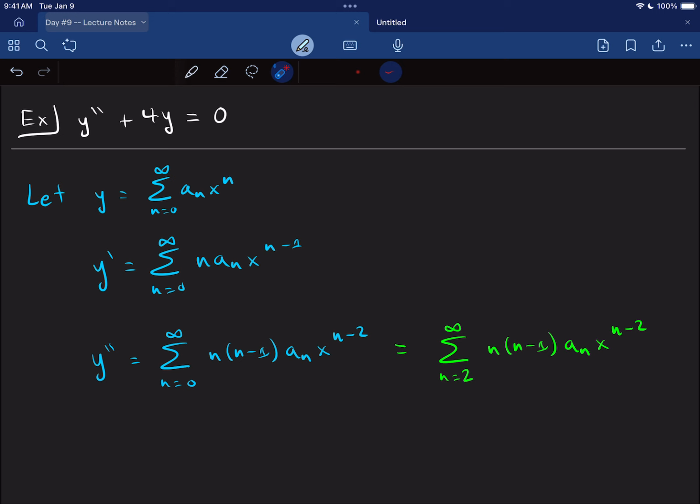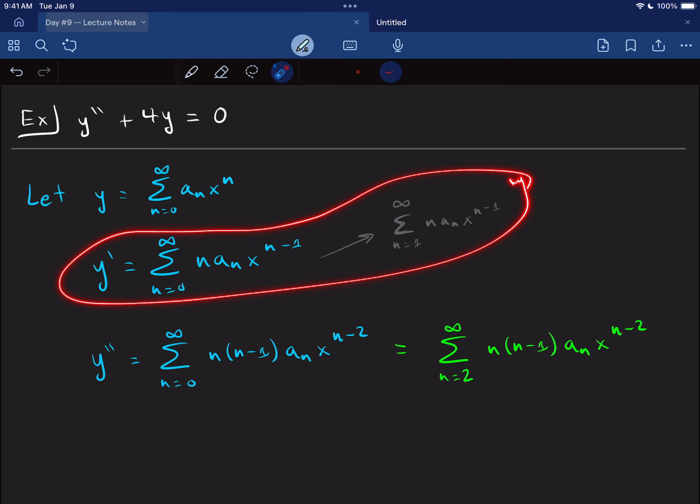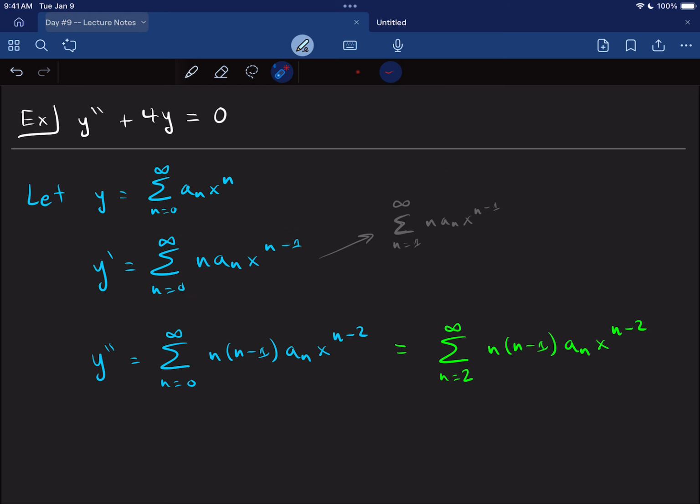If you care, I'll even do this in gray so it's not as pertinent to the work. You could do the same thing here. I could start this at n equals 1 because the first term starting at n equals 0 is just 0. So that's nice. We don't need any of this for the problem at hand because there's no y prime in our problem, but I just feel like I should note that.